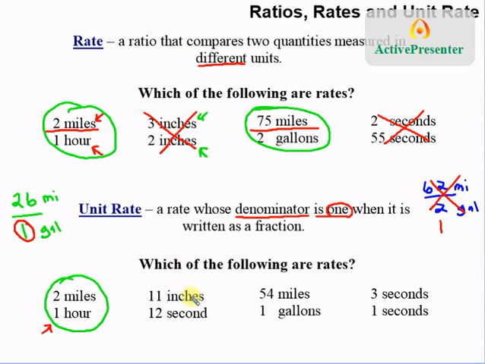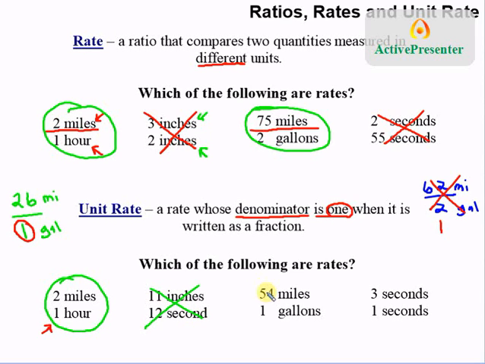How about this one? 11 inches to 12 seconds. Is it a rate? Well, yes, it is. We have inches to seconds, two different quantities measured in different units. However, is my denominator a 1? No, it's not. It's a 12, so this is not a unit rate. It is a rate. It's not a unit rate.